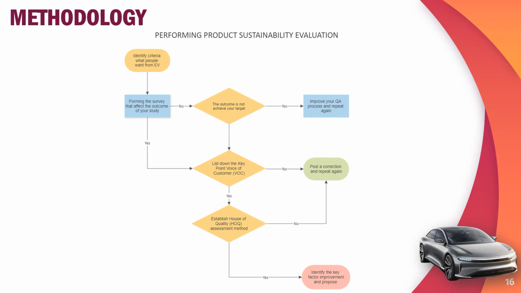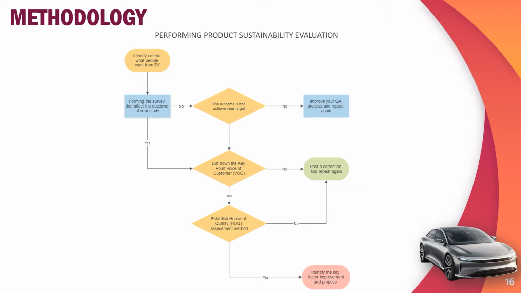So this was the data methodology. Basically we have developed a few steps. The first one, identify criteria of what people want from electric vehicles. After that, we form the survey that affects the outcome of our study. If yes, we list down the key points, the voice of the customer, what they want. If yes, we also establish the House of Quality assessment method. And lastly, if yes, we identify the key factor improvement and propose.